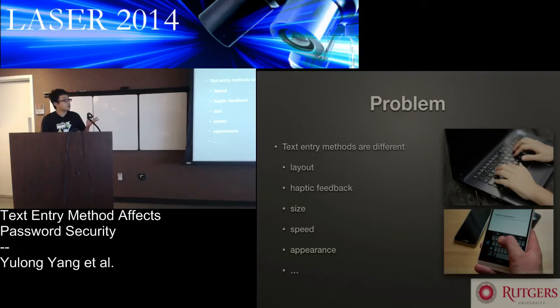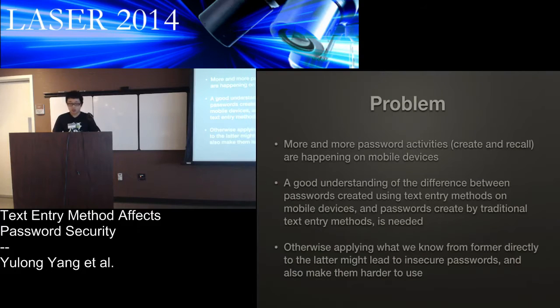Now on the slide, you can see this is just two examples of many text-centered methods out there, and you can see one is the laptop keyboard and one is the touchscreen keyboard on the smartphone. And you can already see that they are different in various ways in terms of, like I listed, layout, haptic feedback, size, and so on. So the problem is important because nowadays more and more activities that involve passwords, such as creating and recalling passwords, are happening on mobile devices.